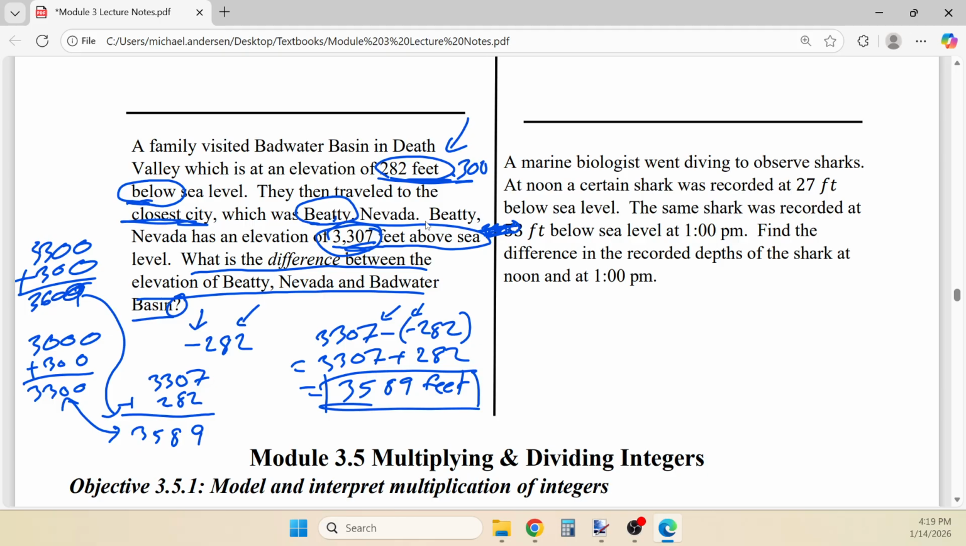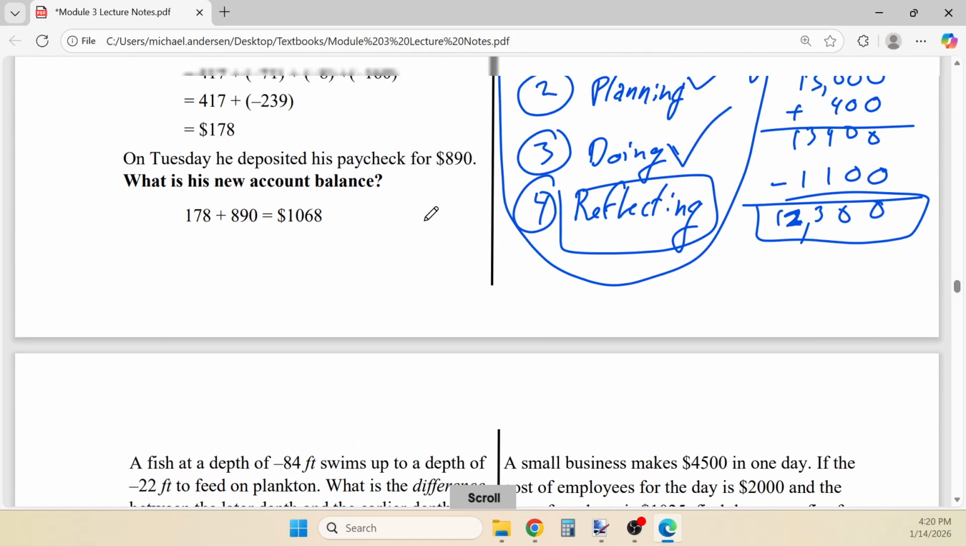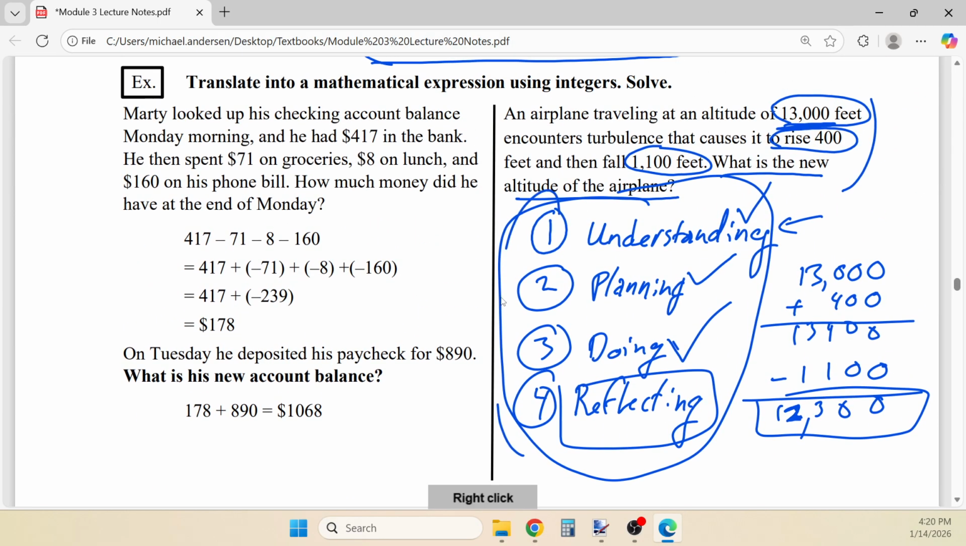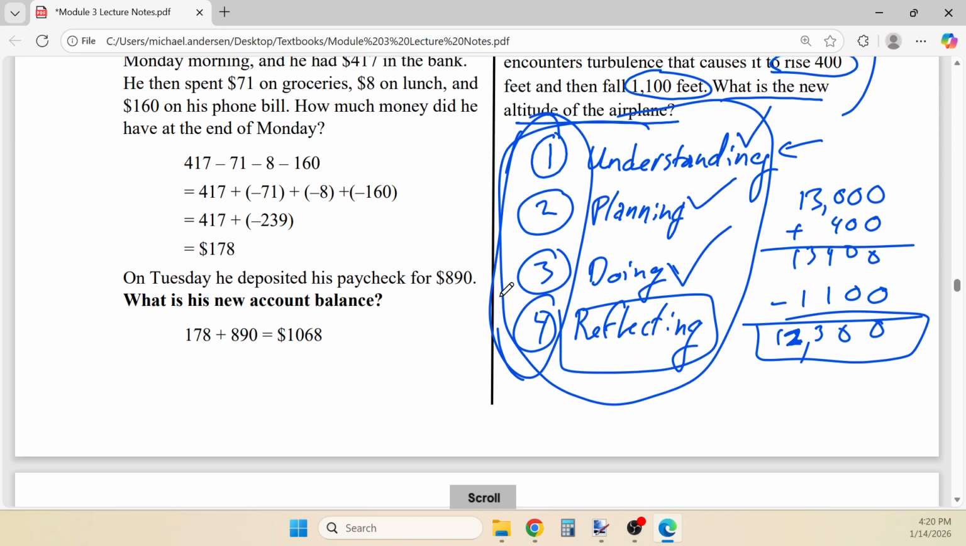Step 2 of the review is to say, is there anything that I learned from this that I can take with me to future problems? The answer is probably this is a useful way of breaking down problems. Understanding, planning, doing, reflecting. Okay.